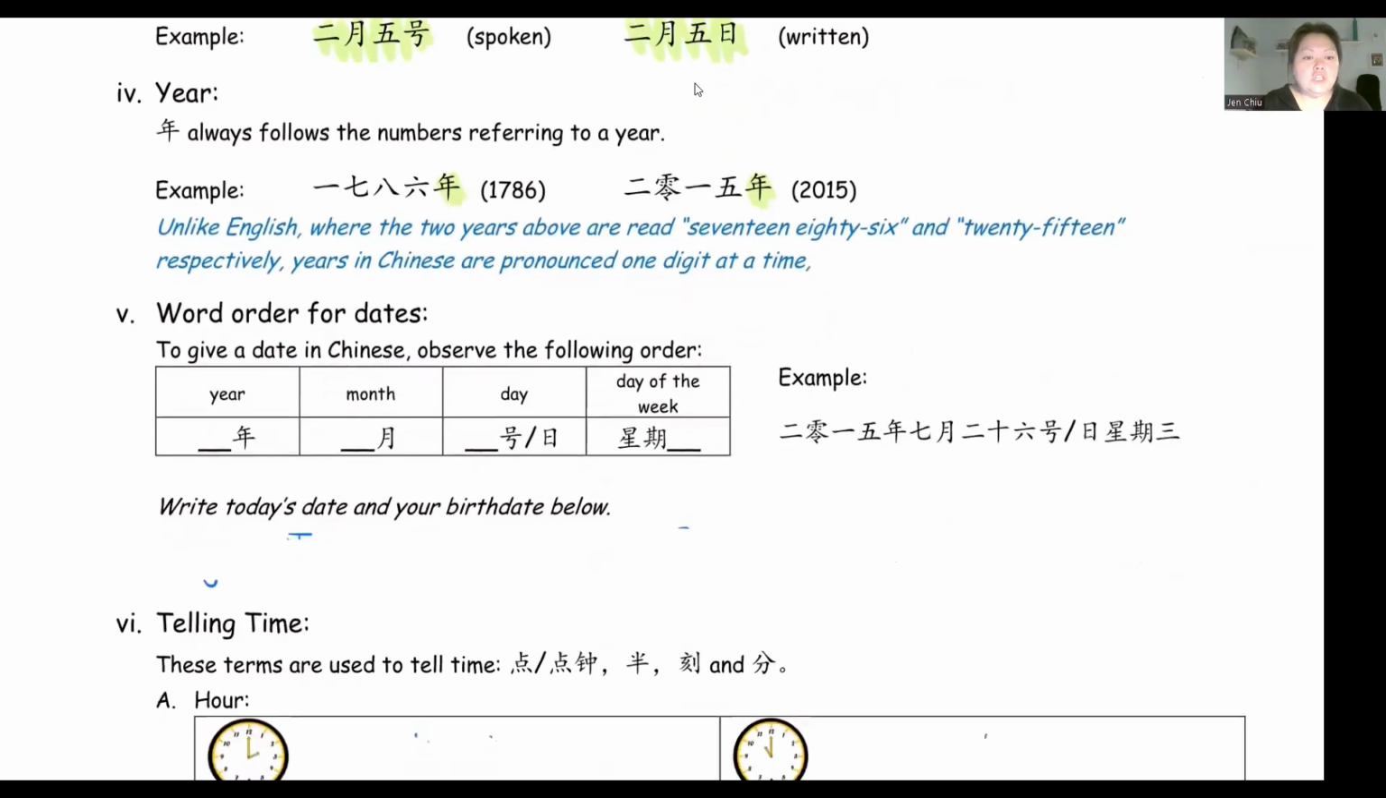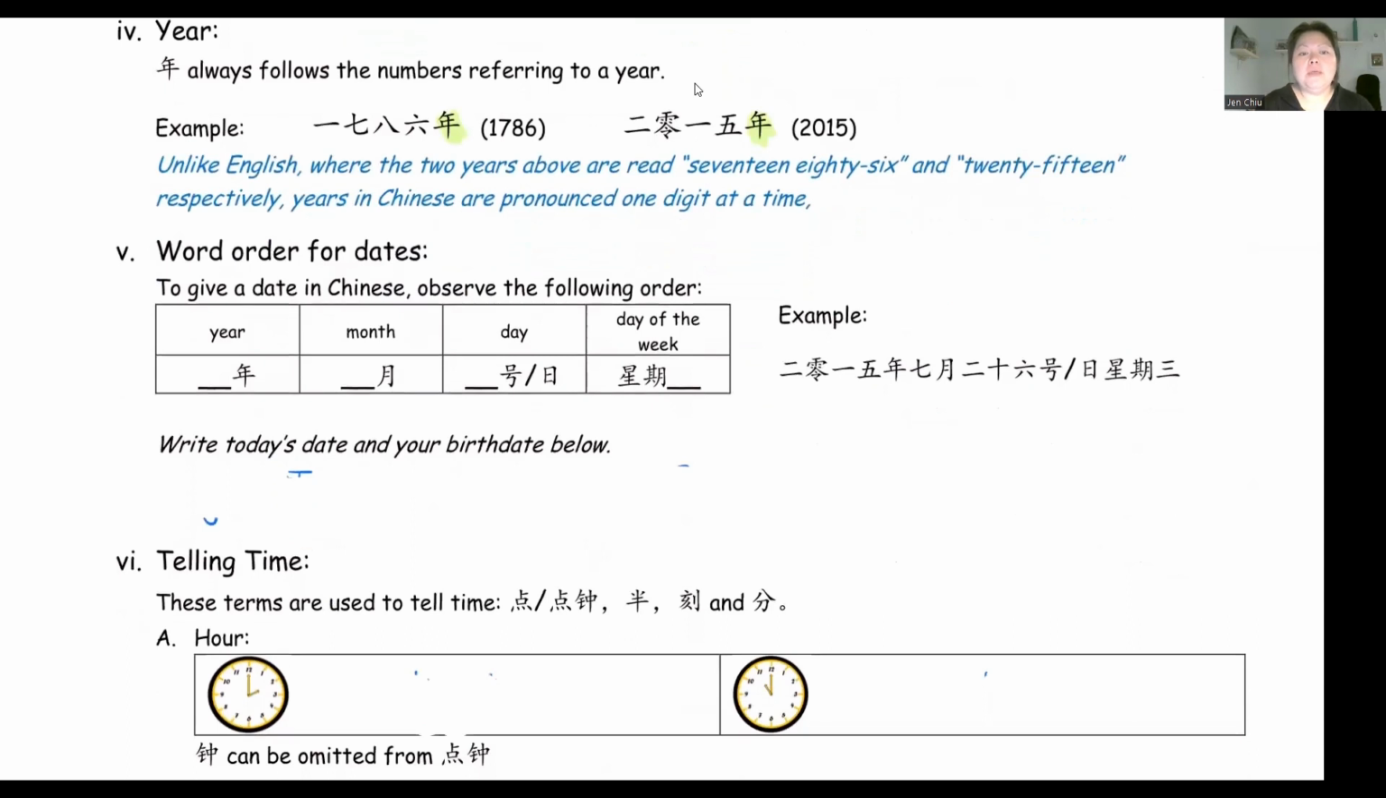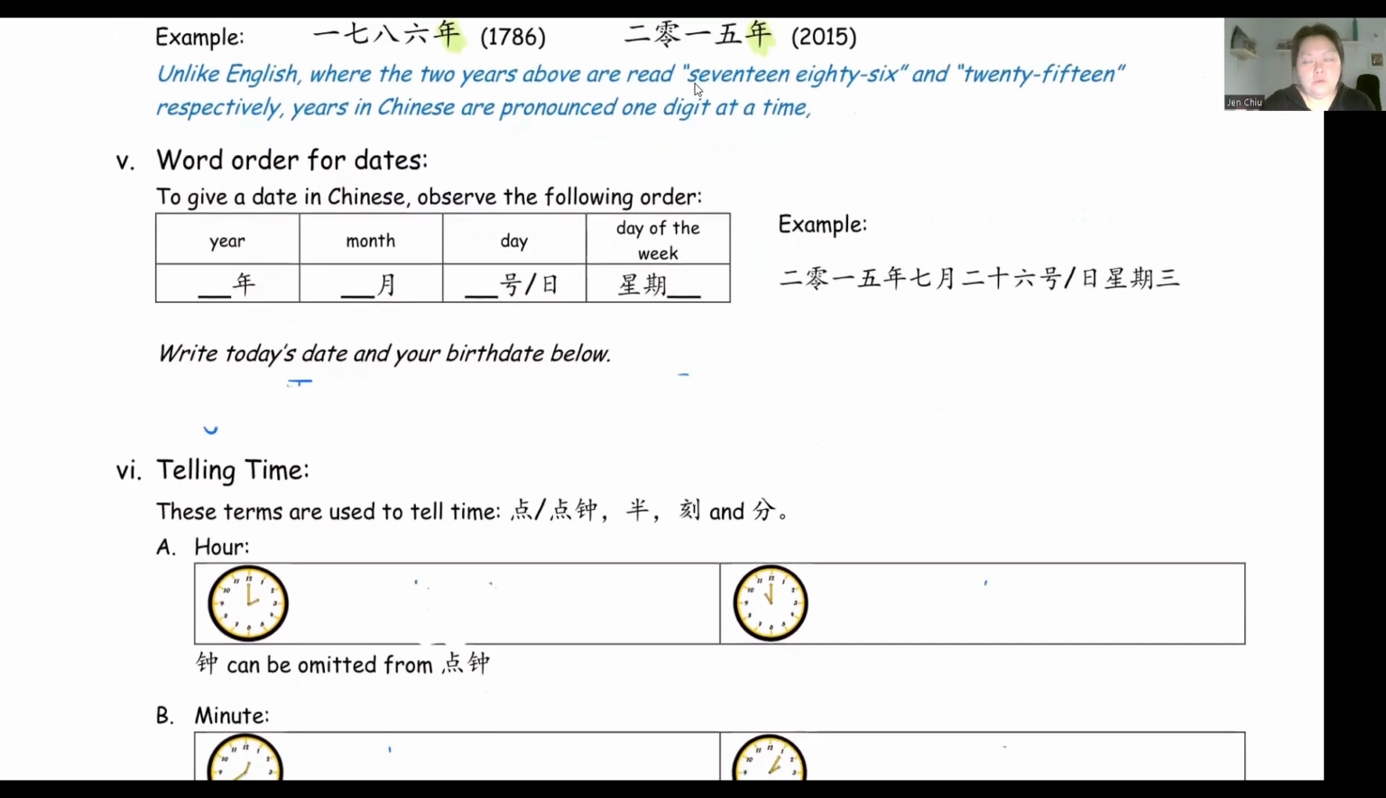All right. To give a date in Chinese, observe the following order. We go from the biggest to the smallest. So we go from year to month to day, and then the day of the week, if you can provide. Okay. So since today is Tuesday, I would like you to write today's date and your birth date. For today's date, I would like to see that you write 2024年1月16日星期二. I believe we are in 星期二.